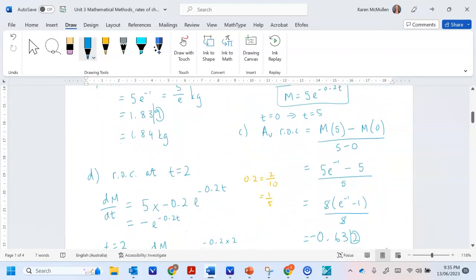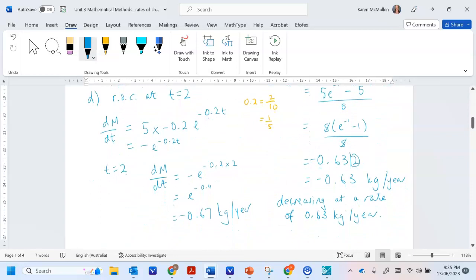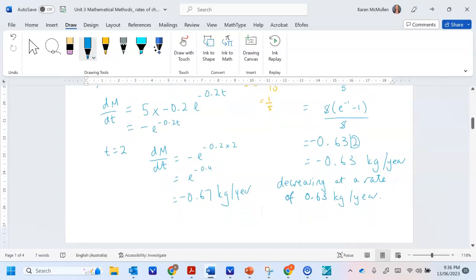So there's an example of average rate of change and instantaneous rate of change. So if you think of the word instant, it happens at one point in time. So for question D, it happened at 2 years, whereas average rate of change happened from 0 to 5 years, over a period of time.